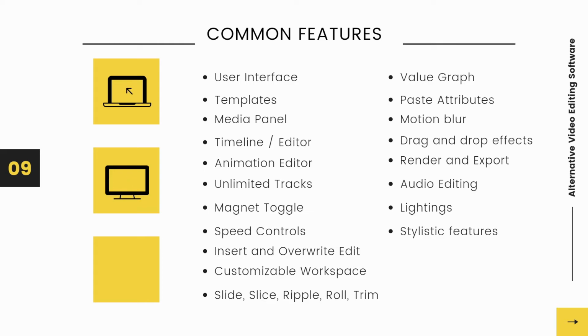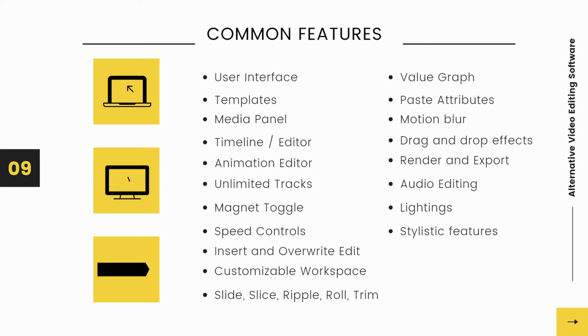With the history and introduction done, let's see what the common features of Filmora and Adobe Premiere Pro are. Their user interface is very similar, as Filmora was inspired by the UI of Premiere Pro. They have a wide range of video templates. They have a media panel to store or input videos or resources. The timeline or editors are the same.